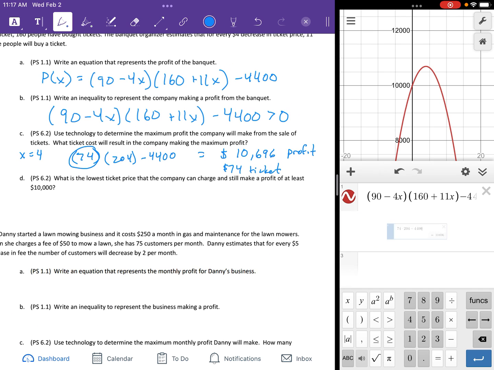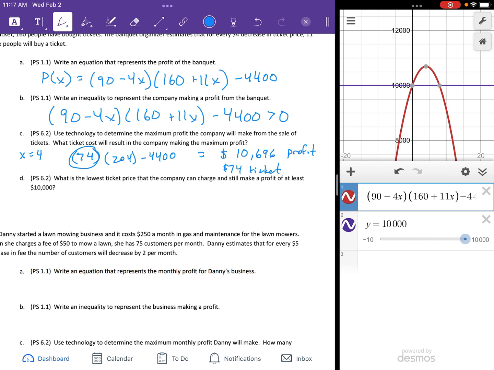Okay. And the next piece, for part D, what's the lowest ticket price the company can charge and still make a profit of at least $10,000? Again, we're going to make our y is equal to $10,000 equation and find the intersection point. Okay, so this is a little bit tricky again. It's 7.955. You'd think you'd round up, but if we do that, we're going to drop below the 10,000 mark, which means we have to round down to 7.